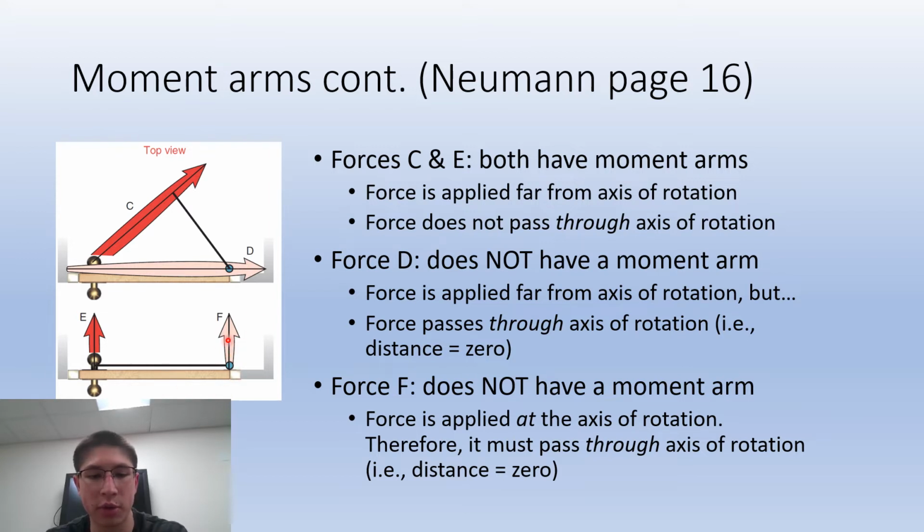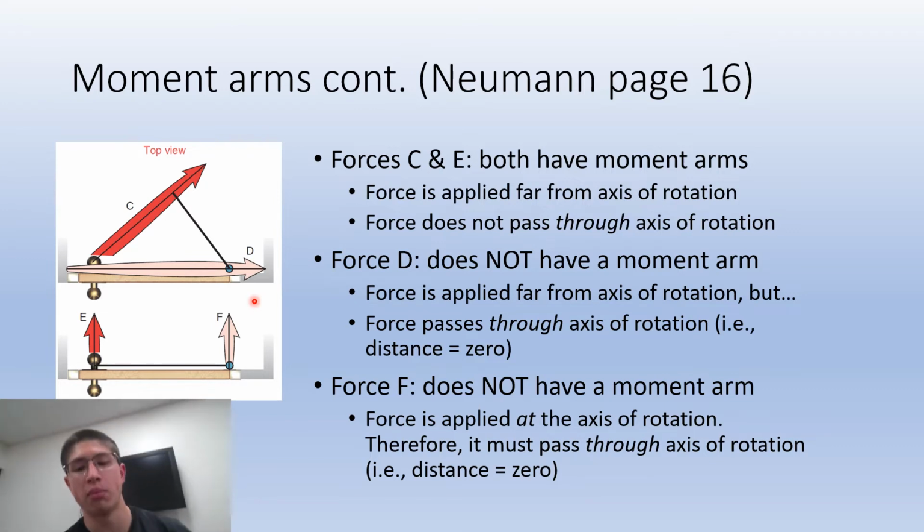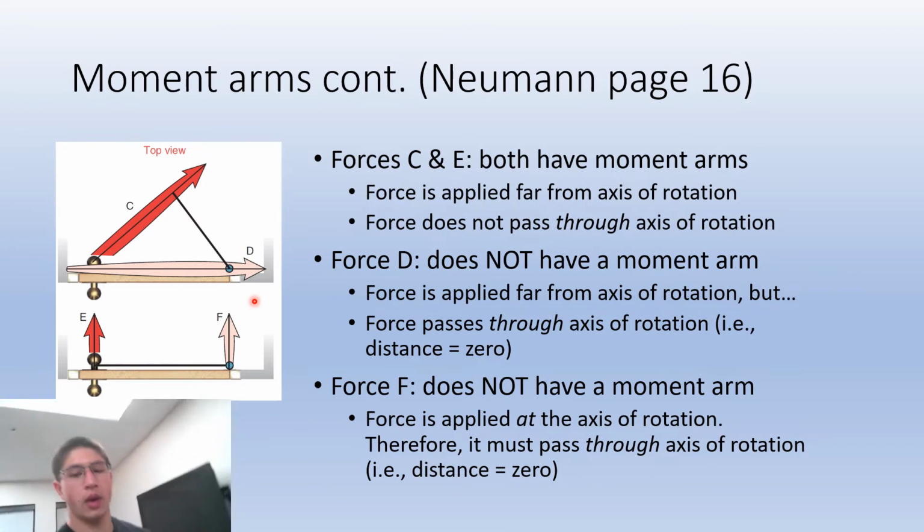Similar idea with force F over here. So force F, in this case, we're applying force directly to the hinges. And in this case, again, because that line of force has to pass directly through the hinge, there's no distance between that line of force and the center of rotation. So since that distance is 0, our moment arm is 0.